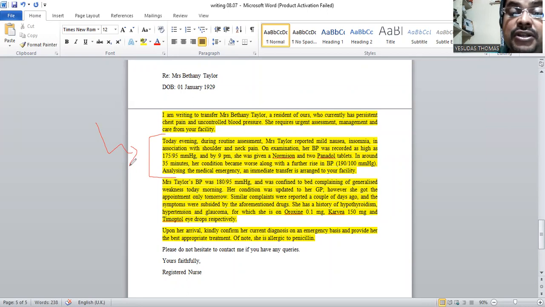On examination, her BP was recorded as high as 175/95. And by 9 p.m., she was given Normison and 2 Panadol tablets. So this is what we gave her: one Normison and 2 Panadol tablets.